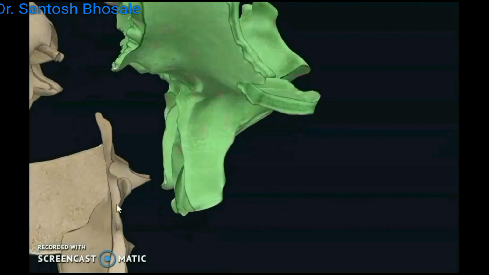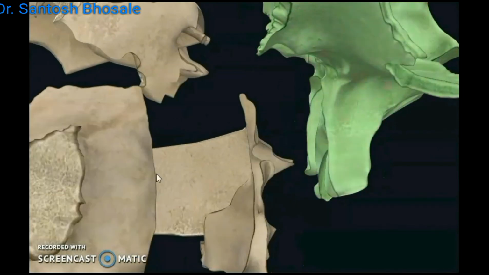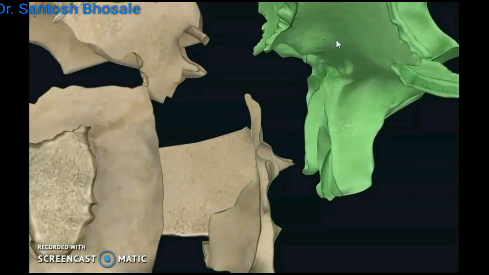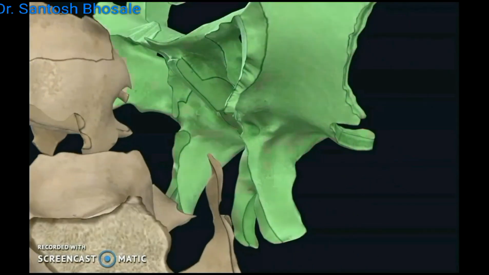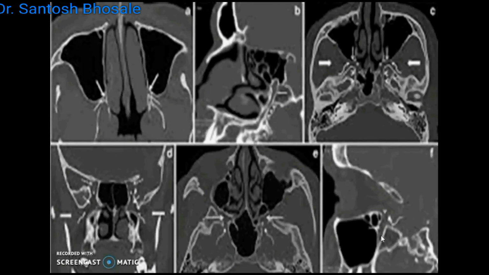Above you are seeing the greater wing of sphenoid, and that is the palatine bone. So these are the three main bones: maxilla, palatine and sphenoid. But it lies between the pterygoid and palatine bone. In majority it is called the pterygopalatine fossa. That is the fossa there in the CT scan.